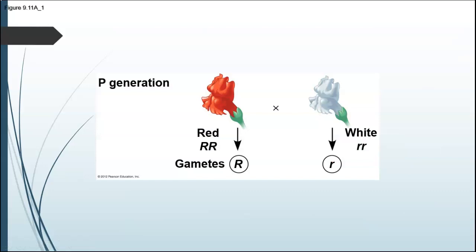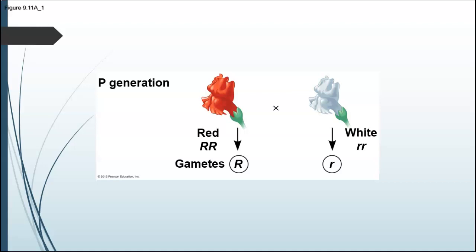These flowers are called snapdragons, and snapdragons come in red or white, these particular true breeding ones. So we have true breeding red ones and true breeding white ones. If they self-pollinate, the red ones always produce red offspring and the white ones always produce white.